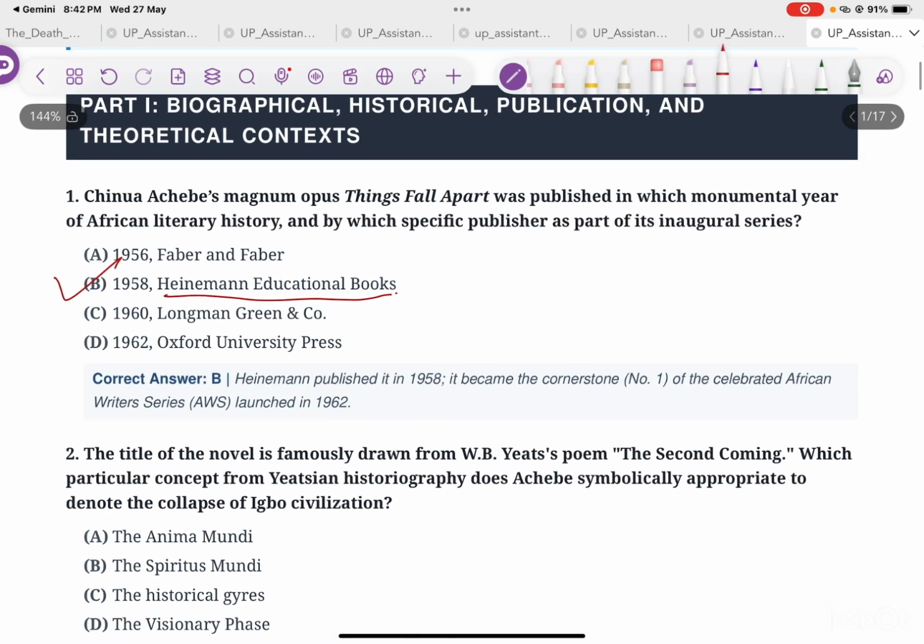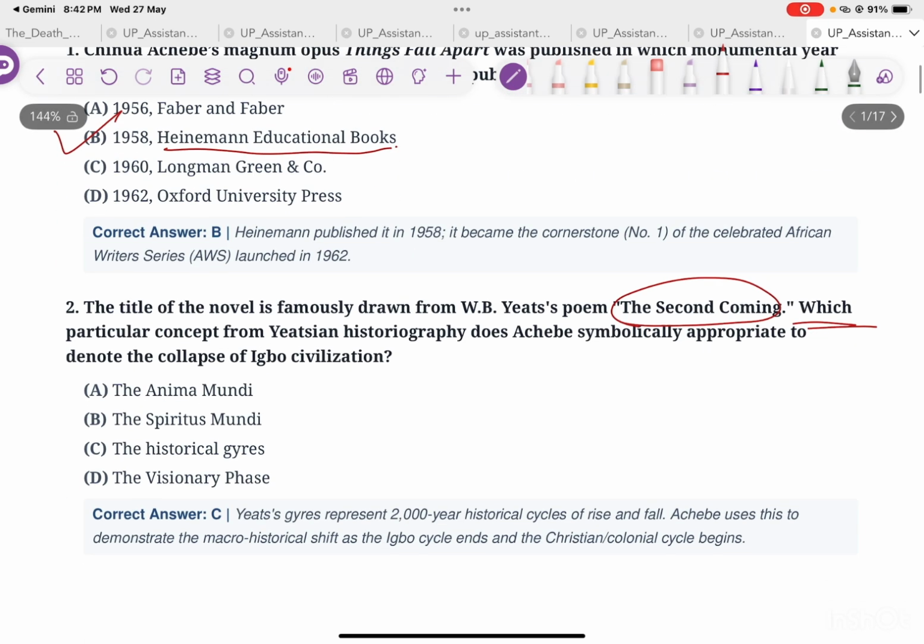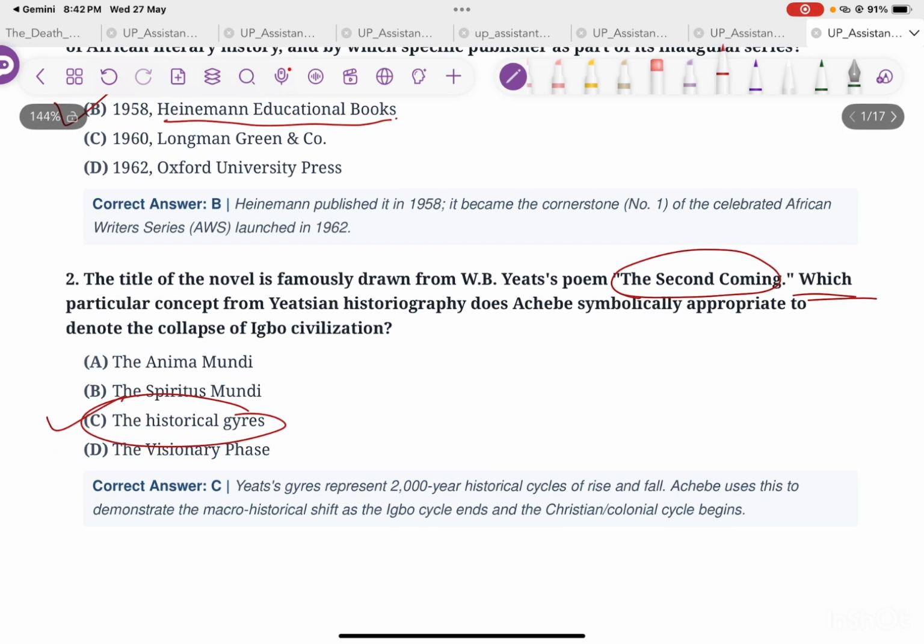And now the title of the novel is famously drawn by W.B. Yeats, The Second Coming. In The Second Coming, things fall apart, this poem has a particular concept from the Yeatsian historiography, the historic gyre. The historic gyre represents the 2000 years of historical cycle of rise and fall, and Achebe uses this to demonstrate the macro historical shift as the Igbo cycle ends and the Christian colonial cycle begins.